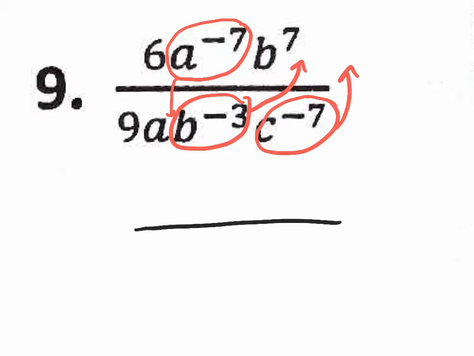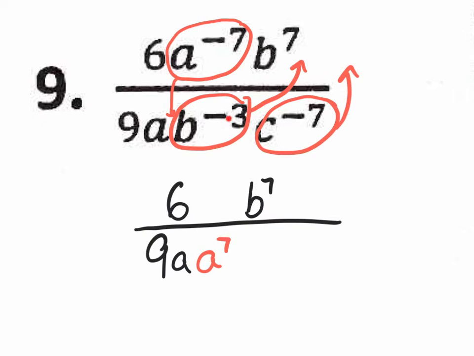And let's start by writing what did not move. The 6 did not move. The 9a did not move. Now everything else did move. That a to the negative 7 up on top and moved to the bottom, and it became a to the positive 7. Oh, I forgot to put the b to the 7. That one did not move. B to the 7th did not move. This one stayed up there. So this one moved down.